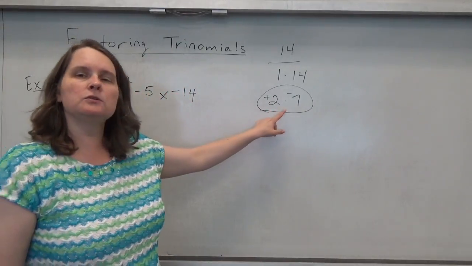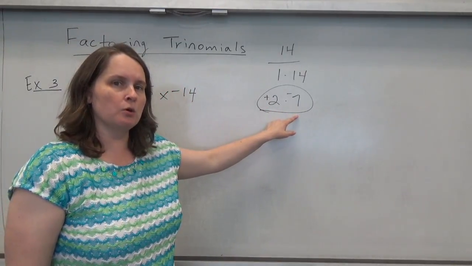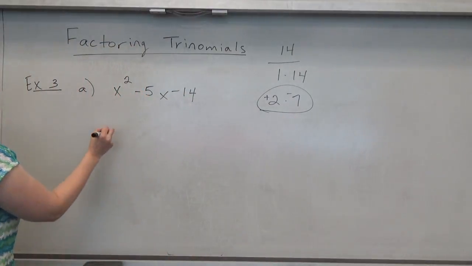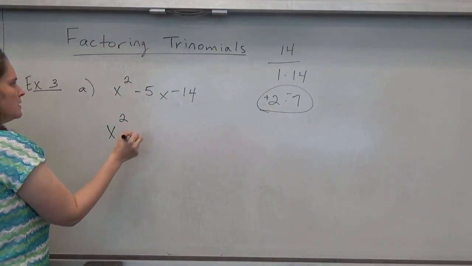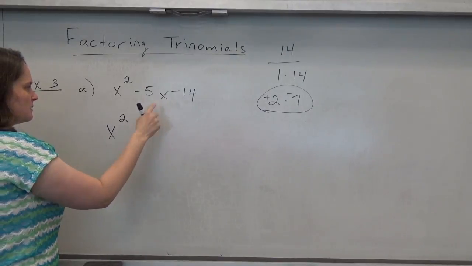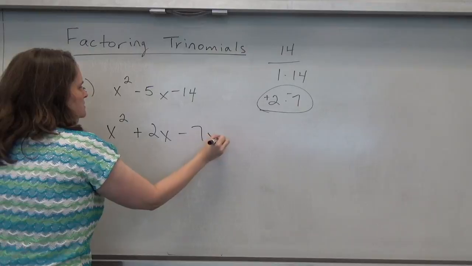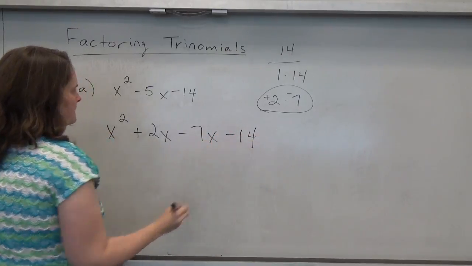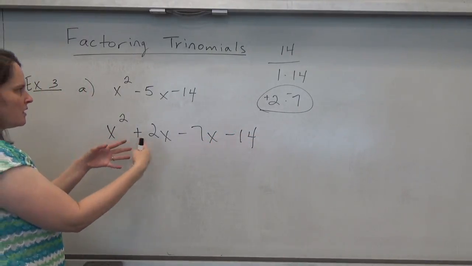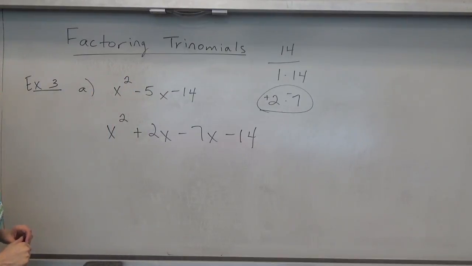I can use these two numbers to now rewrite my trinomial with 4 terms. So I'll have x squared, and in place of negative 5x, I'm going to write plus 2x minus 7x minus 14. Okay, so it's still the same. If you combine them together, you still got the same thing you had up here.